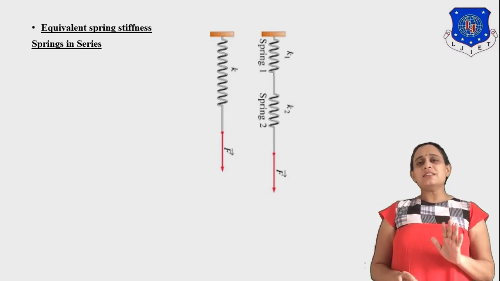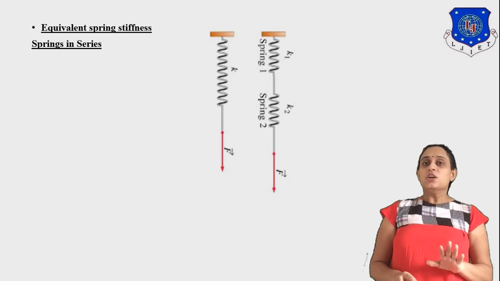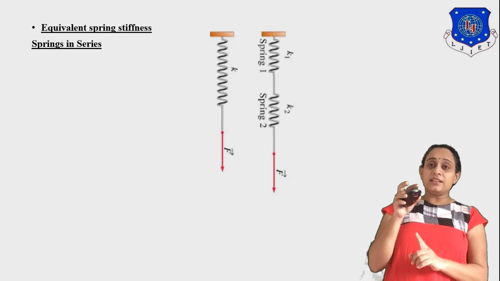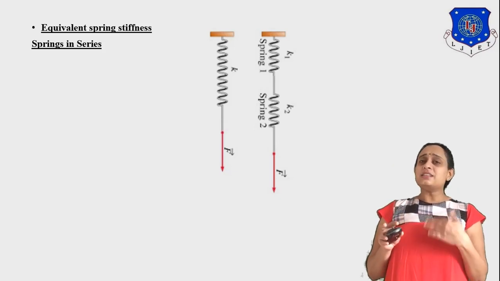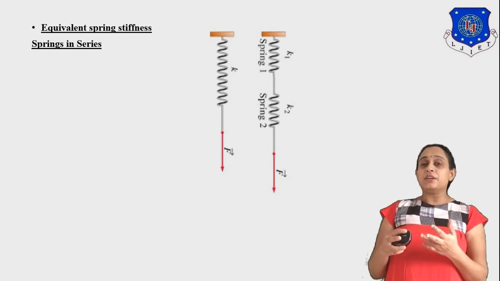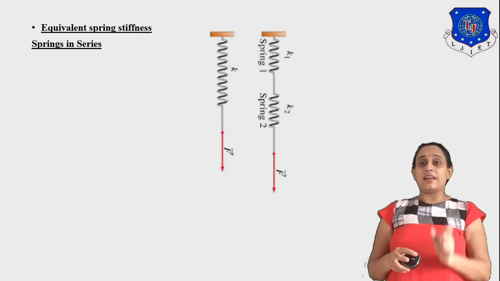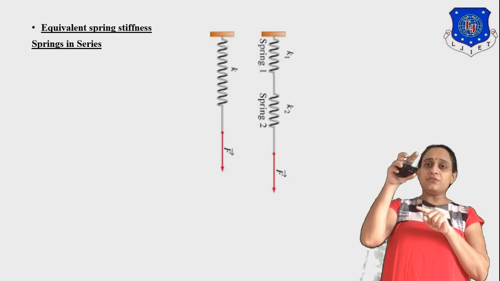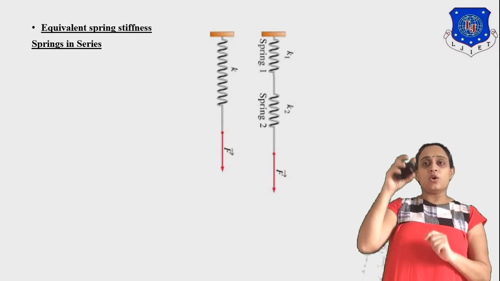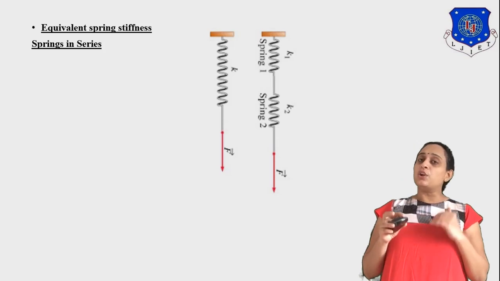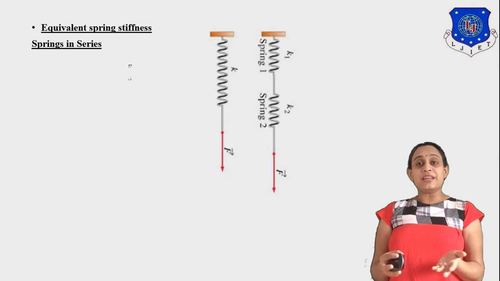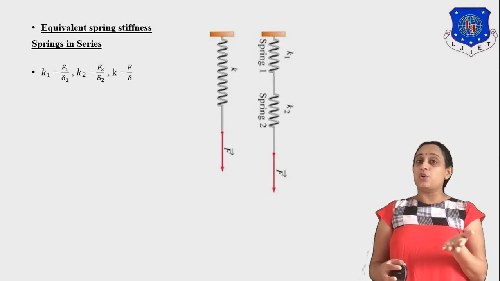First of all, we are considering springs in series. As you see in our diagram, suppose there are two springs attached in series, and suppose we put some force on the spring. Now what will happen to both of the springs attached in series? The first spring, with respect to that downward load, will be elongated. The second spring will also be elongated. We need to find out how much the equivalent spring stiffness of both of them will be.